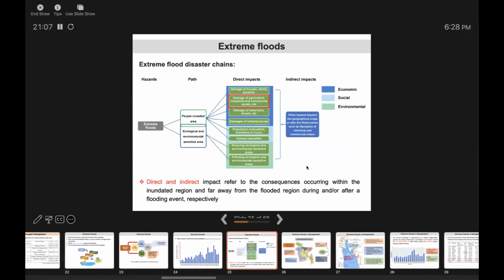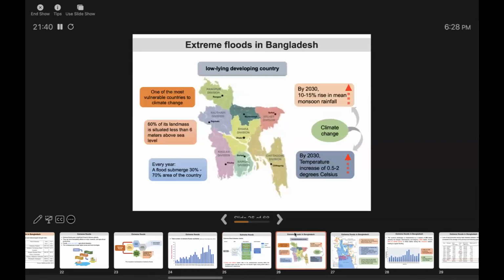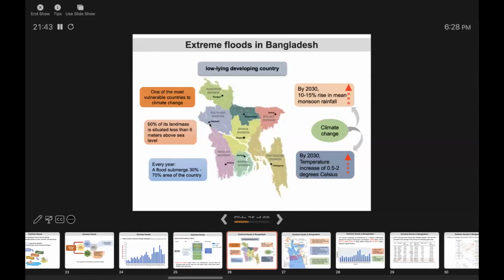And how do extreme floods have their impacts? It is a kind of disaster chain. It's not only that particular area that is facing the extreme flood; the consequences or effects also reach other parts, and not only agricultural production, but also environmental pollution, social impact, economic condition, and overall the livelihood pattern. So direct and indirect impacts have all been observed due to these extreme floods. As a low-lying developing country, Bangladesh is one of the most vulnerable countries to climate change.